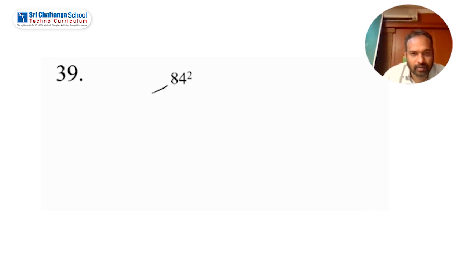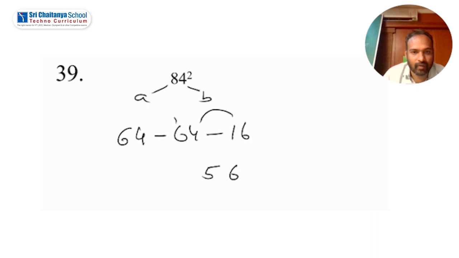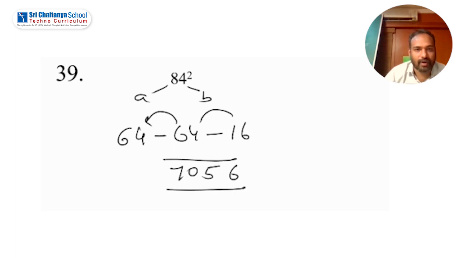84 square. So A and B. A value is 8, B value is 4. 8 square, how much? 64. 2AB, 2 into 8 into 4, 64. 4 square, 16. Drop 6, carry forward 1. 65. Drop 5, carry forward 6. 66 plus 4, how much? 70. So the answer is 7056.